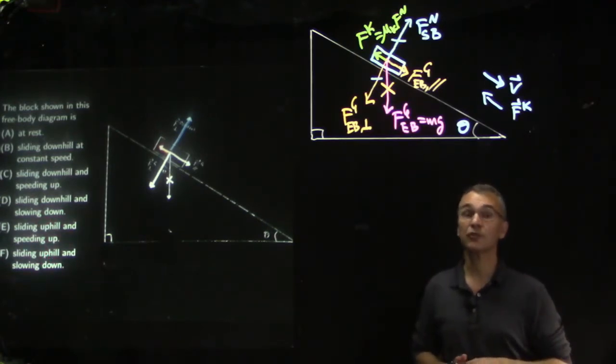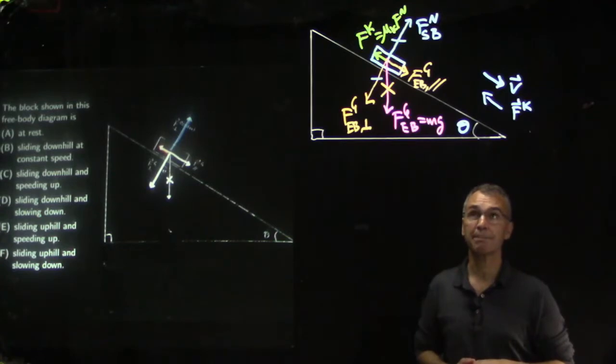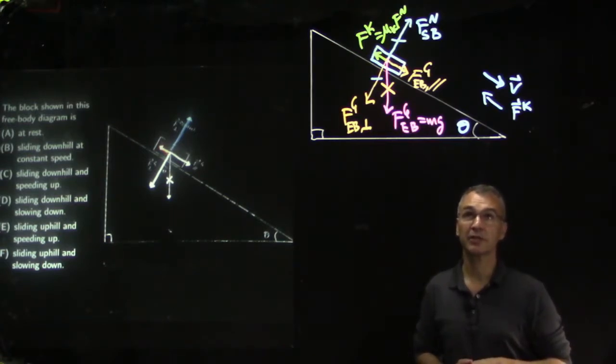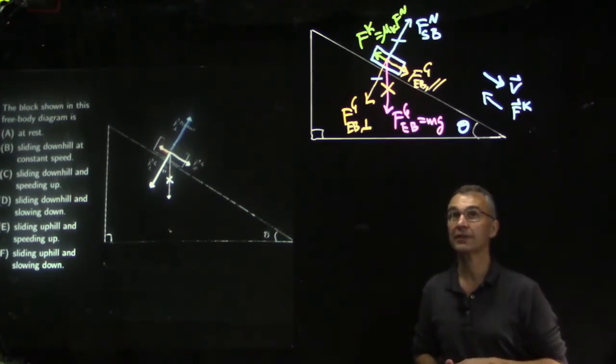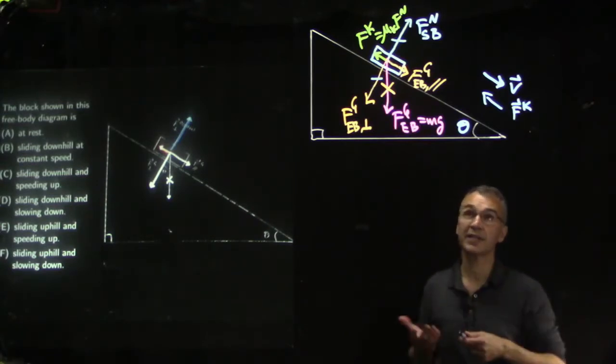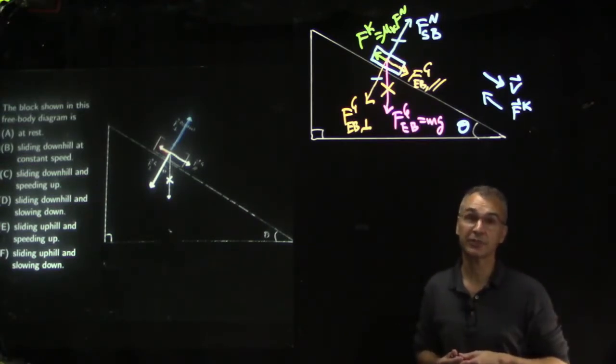Well, since friction points uphill, I think it can't be sliding uphill. It must be sliding downhill because friction would oppose the motion of the block on the surface. So since friction points uphill, it must not be sliding uphill. Also, we wrote down F k, it's kinetic friction. So if it's kinetic friction, then it must be sliding downhill because there must be motion if it's kinetic friction.